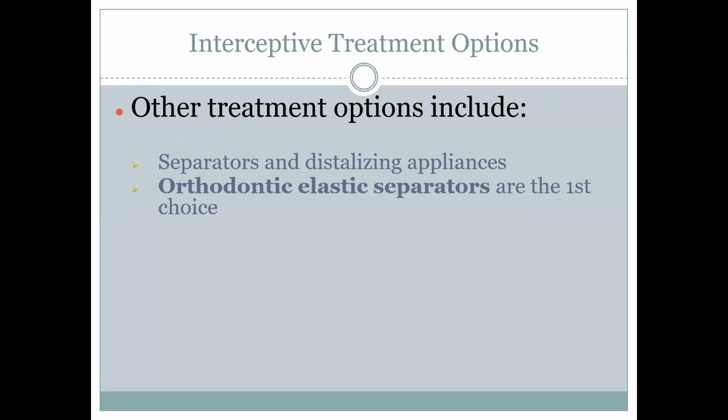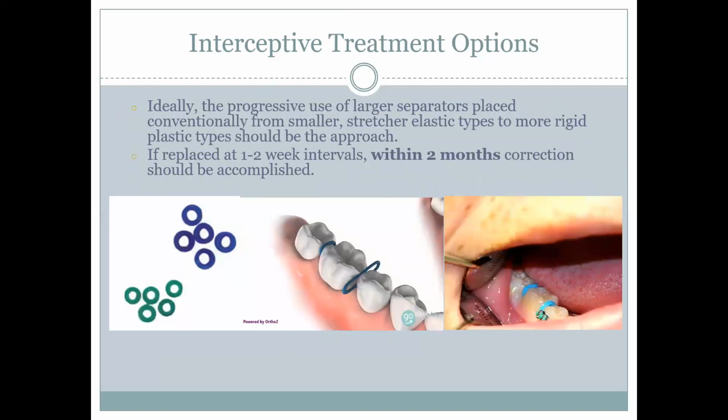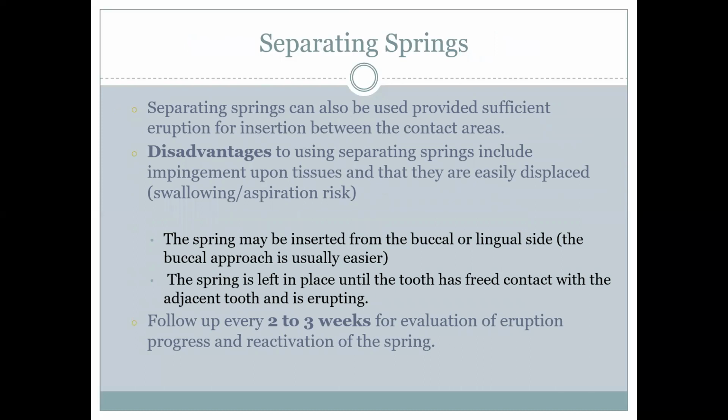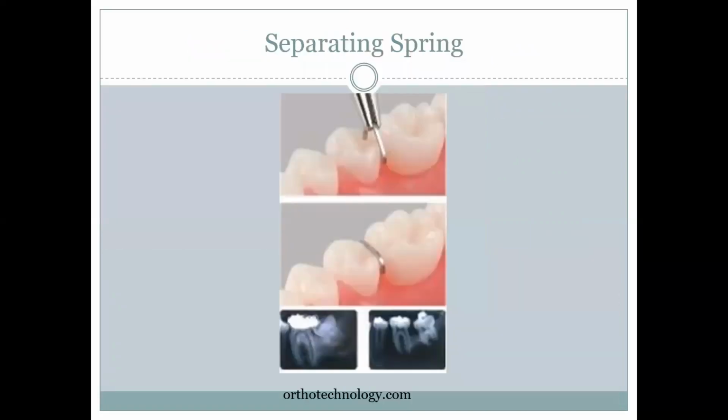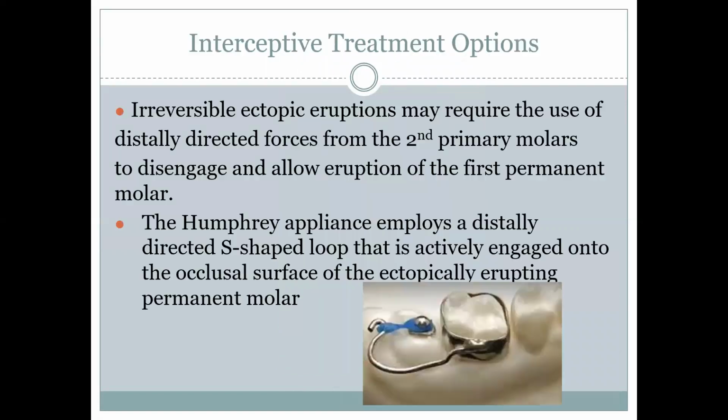Some treatment options include orthodontic elastic separators. And here you go, you can put these elastic separators between the teeth to help guide them to erupt straight. You can have separating springs that can go between the teeth, just as the elastics, but you can use brass wires or just regular wires. The disadvantage of these is that they can get dislodged and the patient can swallow them. And here is just a picture of the separating springs.